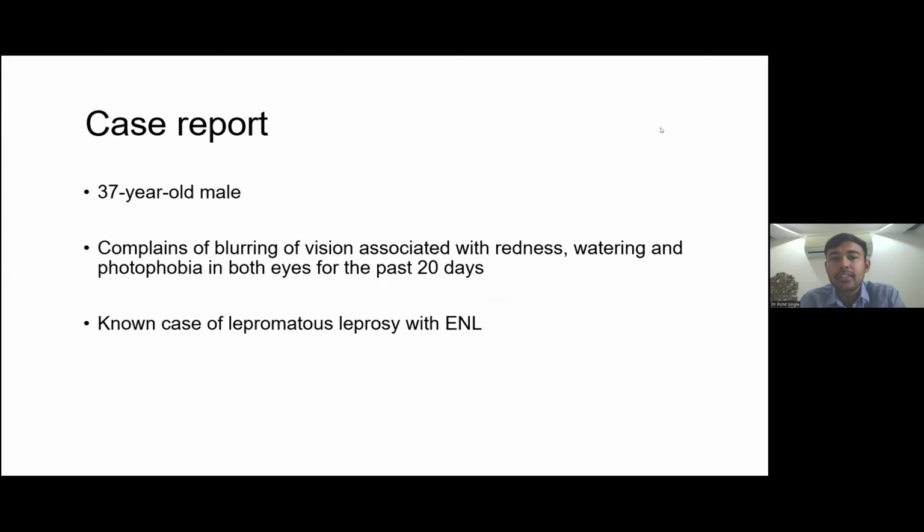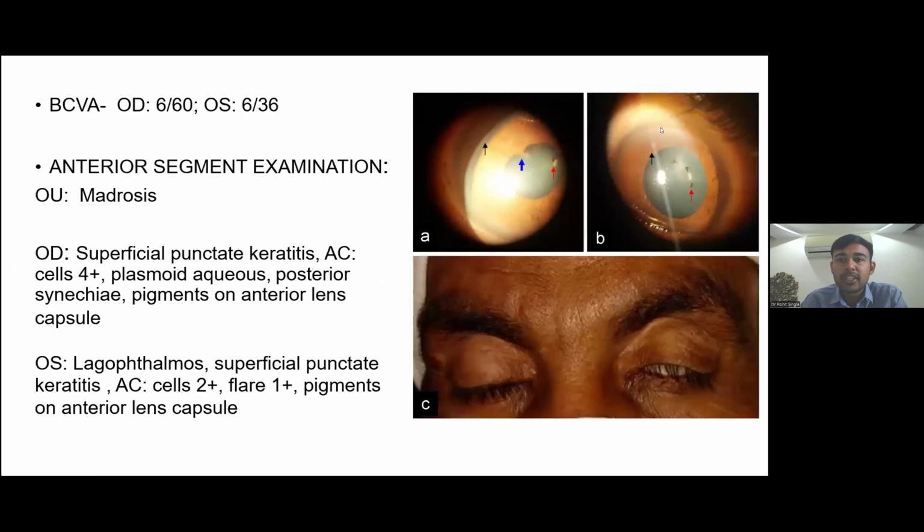He also complained of ocular symptoms, that were redness, watering, and photophobia. So the patient was referred to ophthalmology before beginning treatment. The best corrected visual acuity in the right eye was 6/60, and in the left eye it was 6/36.